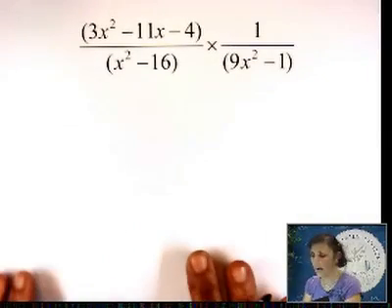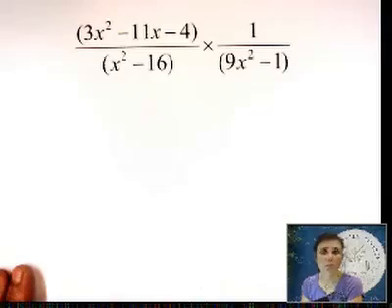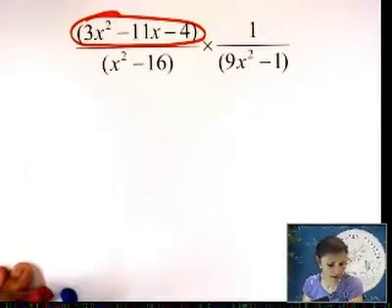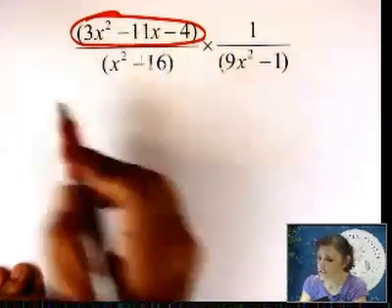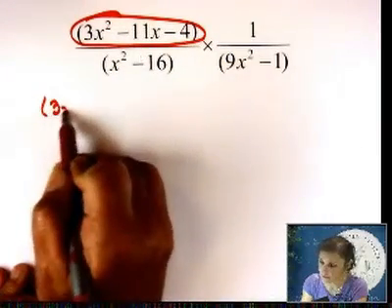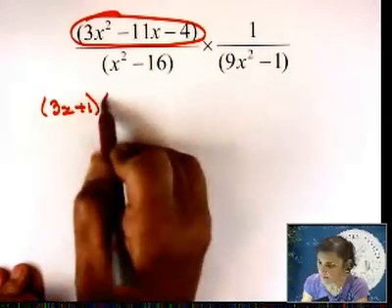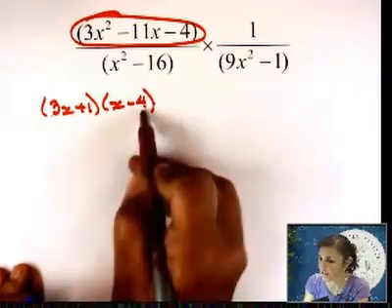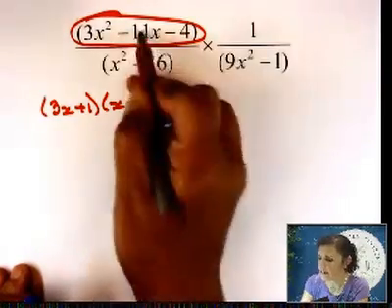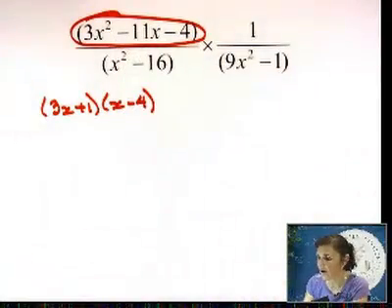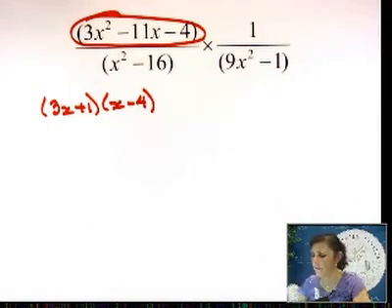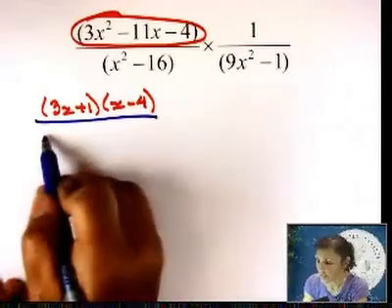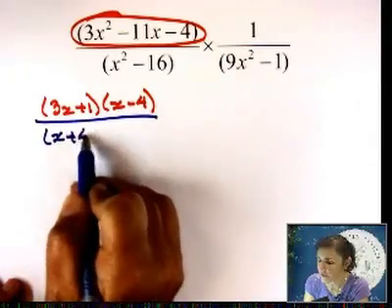Okay, how do I do that one? Again, watch the factoring. This one needs to be factored. I know that this factors out as 3x plus 1, x minus 4. Let's double check: x times negative 12 plus x times negative 11. Okay, that's how it factors out. How does this one factor out? x squared minus 16 is a difference of two squares. That's going to factor out as x plus 4, x minus 4.